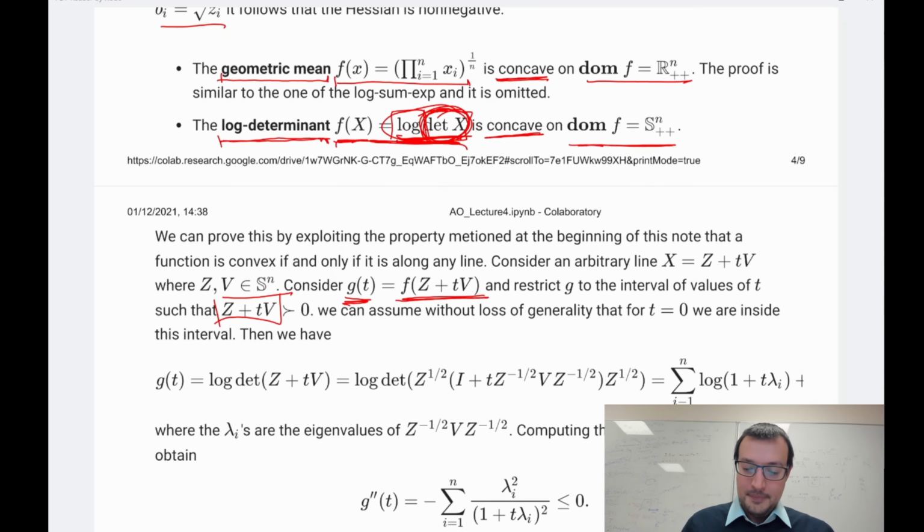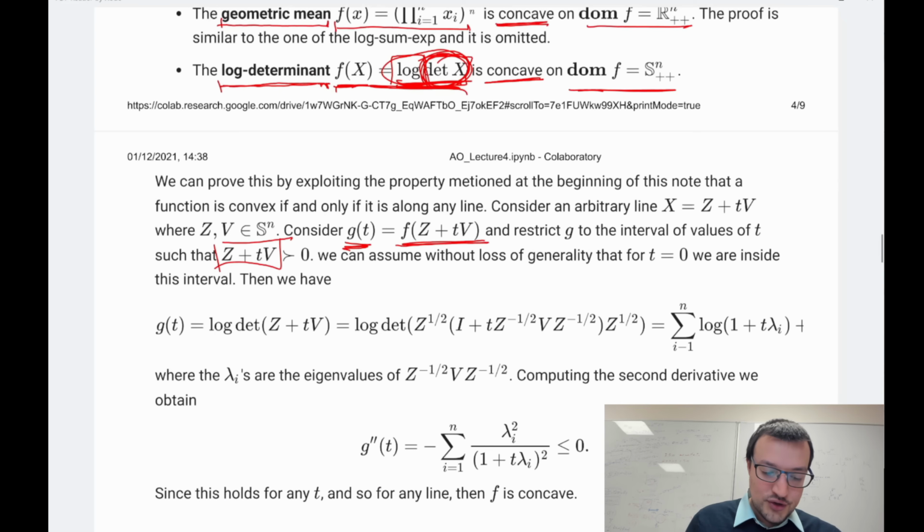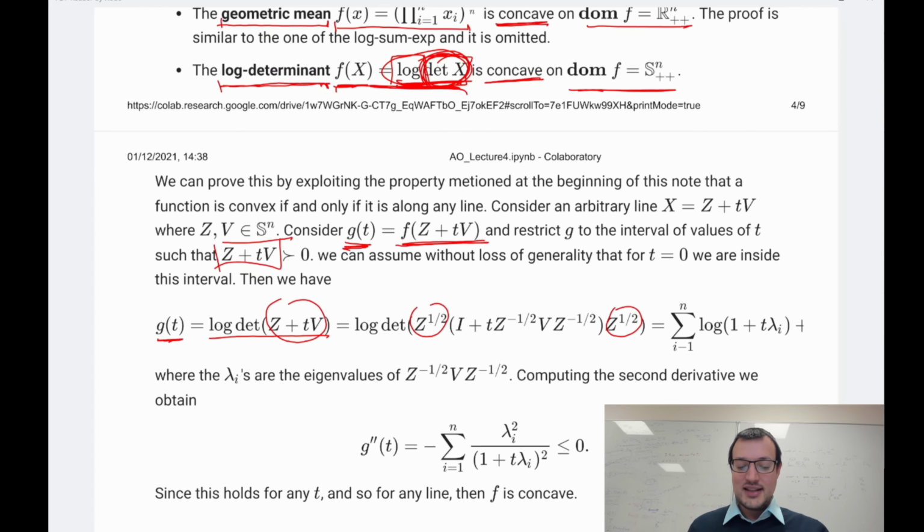Okay, so let's try to do the proof. We compute g of t, which is given by here, and then we use the following trick. We factorize on the left hand side and the right hand side z power 1/2 and z power 1/2. We can do this because z power 1/2 is defined for the matrix z, since z is in S++. So you can compute the square root, and this is the resulting expression that we get.